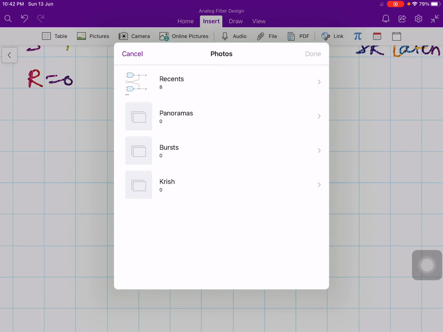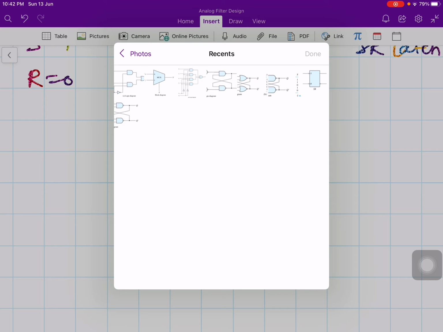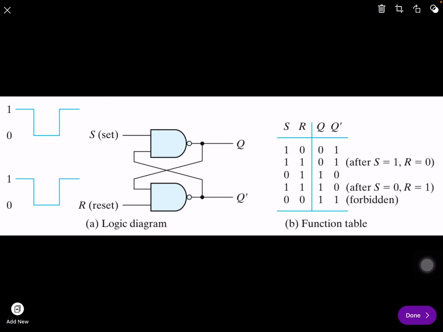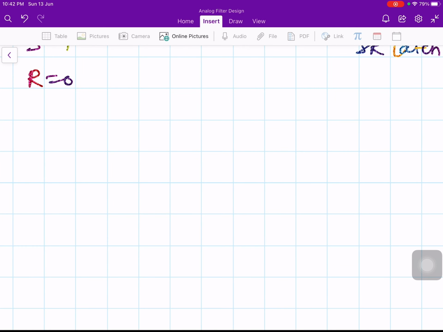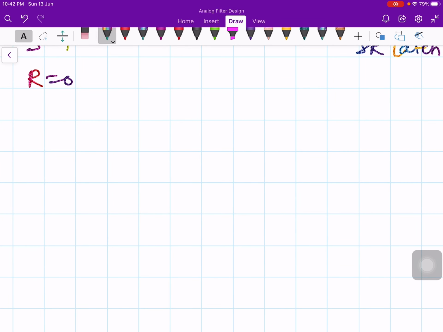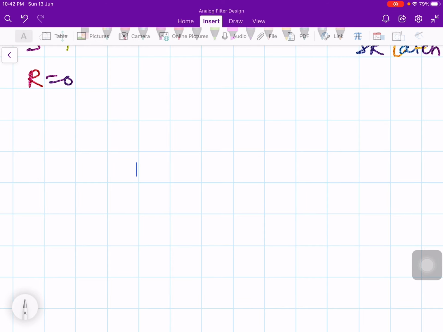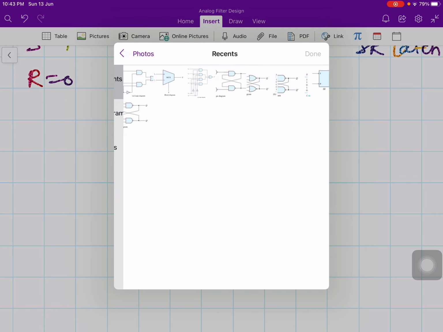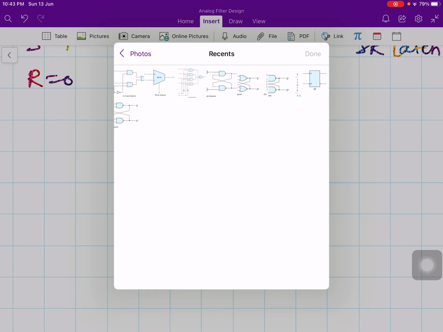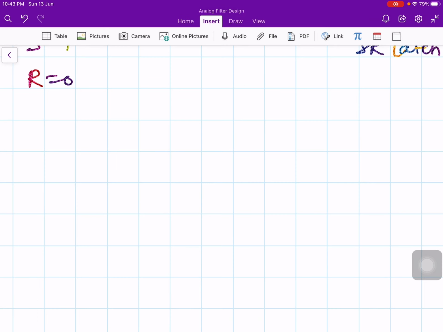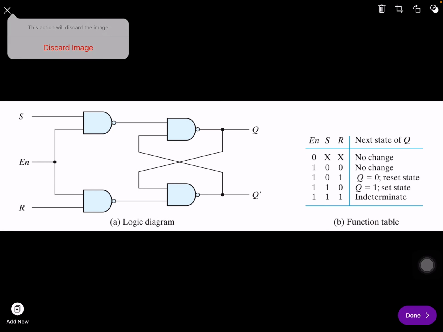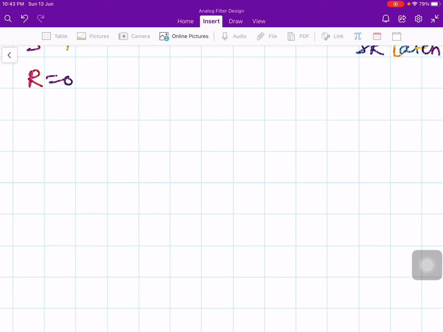Insert pictures, where is it, that one? Is this one? I don't know. Let's see. No. Discard image. Then which one? Insert picture. Not on this one. Okay, let me draw the figure. It won't take much time. I don't know where it is.